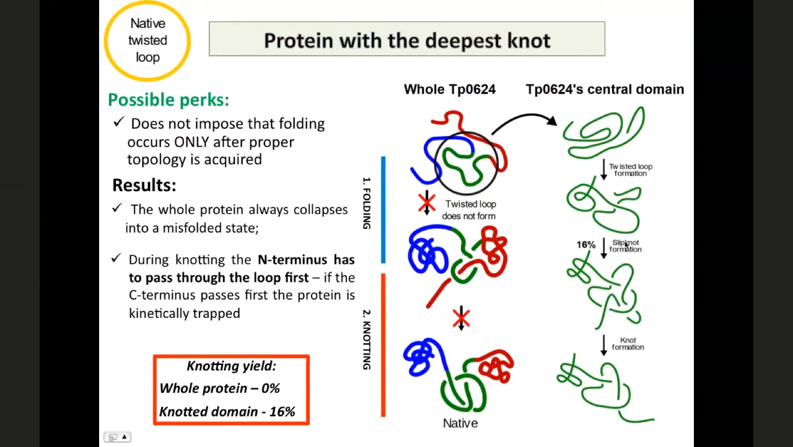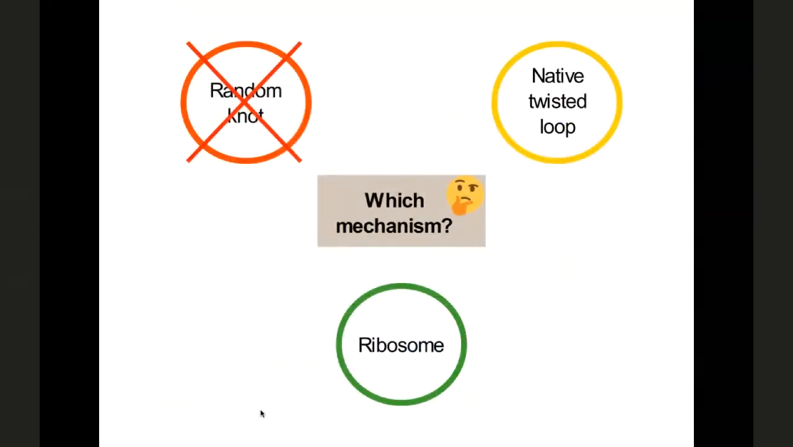And surprisingly, we observe also the folding via the slipknot conformation. So if we only study the knotted domain, yes, indeed, it is possible to fold this protein without any additional help from non-native interaction, for example. So we conclude that native twist loop mechanism is also not possible here.